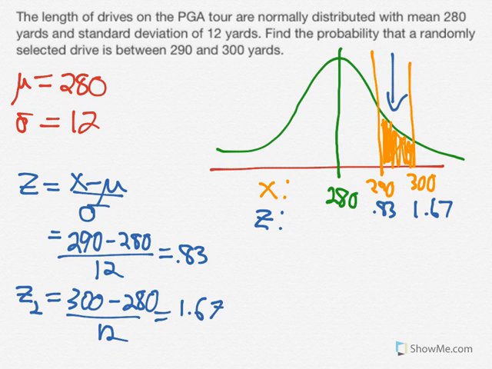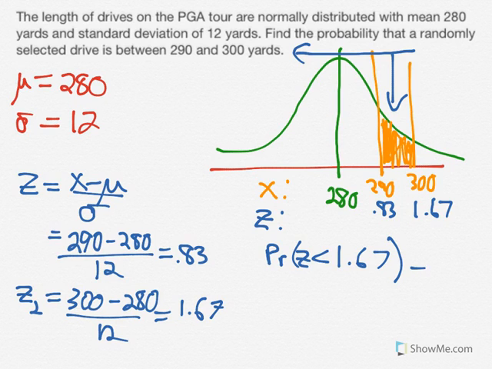Well, we can look our z values up in the table, and we can get the probability to the left. So all we want to do is take the probability that z is less than 1.67, because this will give us the probability to the left of this point, so all of this area. And if we look that up in the z table, we get 0.9525, which makes sense. It's about 95% of the total area to the left of this 1.67.